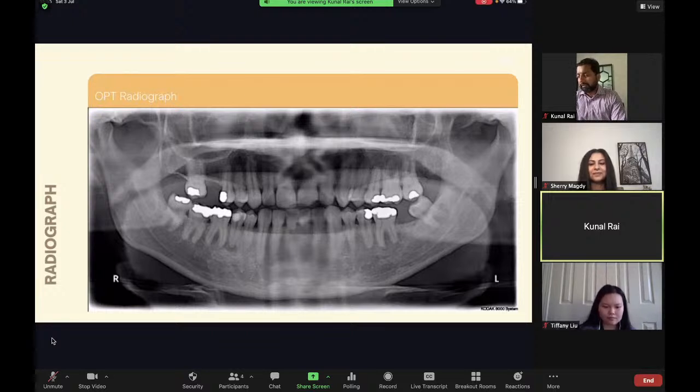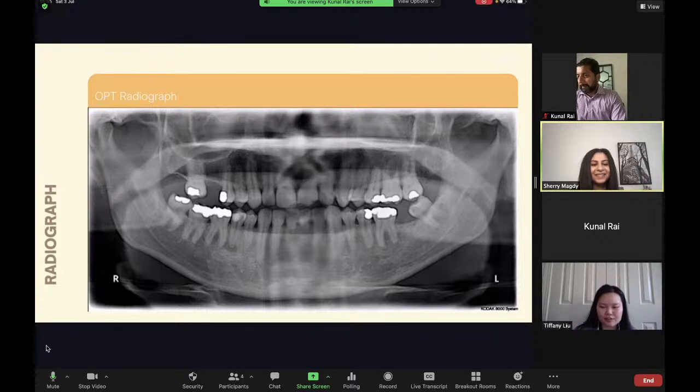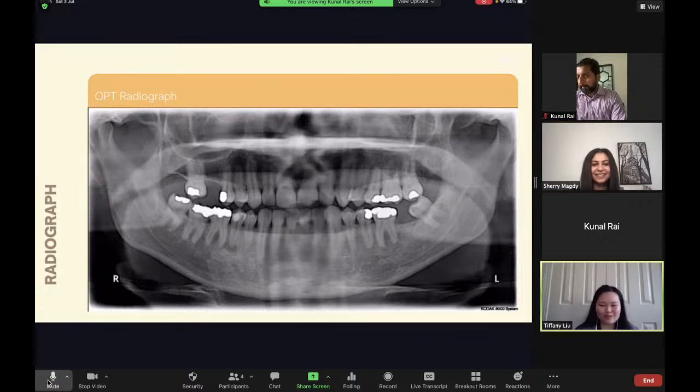Did that make sense? Yes, absolutely. Thank you so much for clarifying. So I have a follow-up question, sorry. Is it safe to assume when you're looking at an X-ray, if something is more radiodense in comparison to radiolucent, that it is considered more healthy?